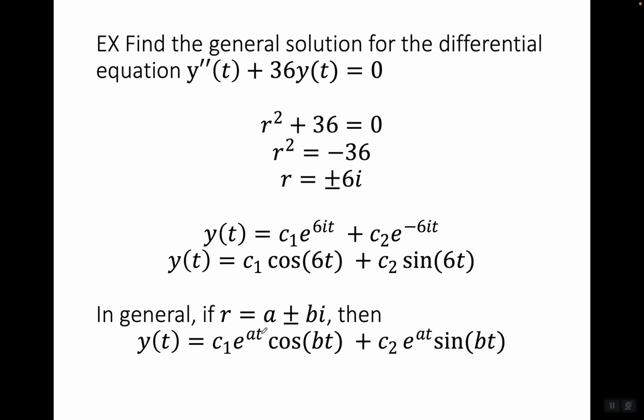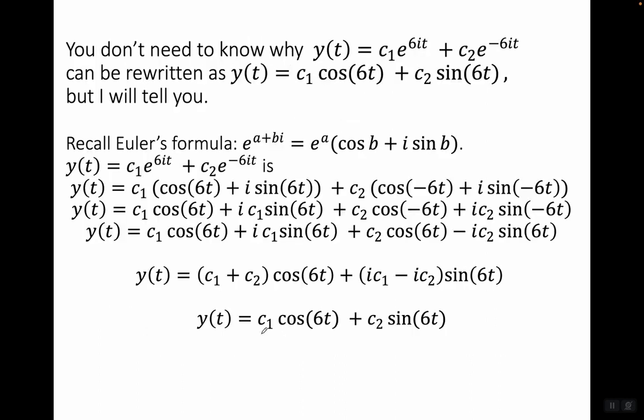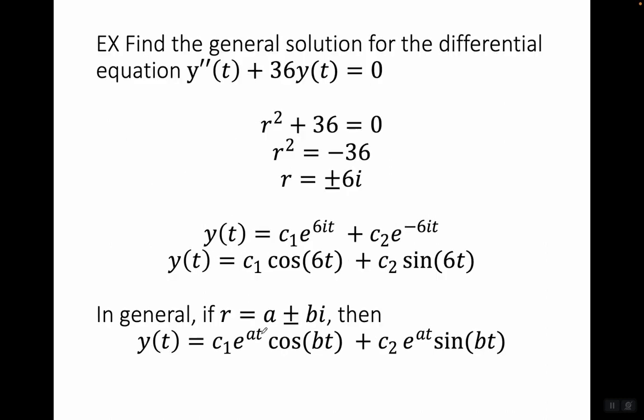This can actually simplify dramatically to c1 cosine 6t plus c2 sine 6t, and I'll show you in a moment why. In general, if r equals the complex number a plus or minus bi, then y of t equals c1 e to the at cosine bt plus c2 e to the at sine bt. You don't need to know that. So we already have our solution. This is the general solution for the differential equation.